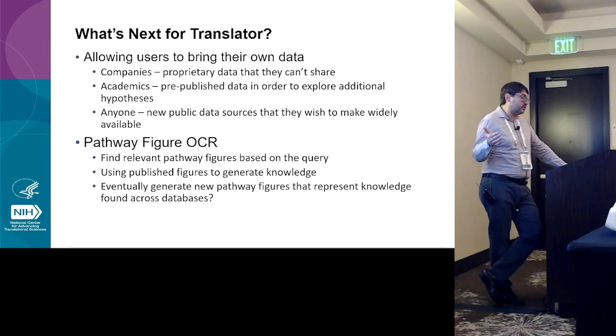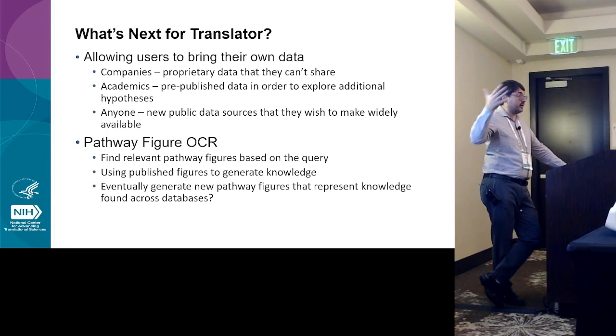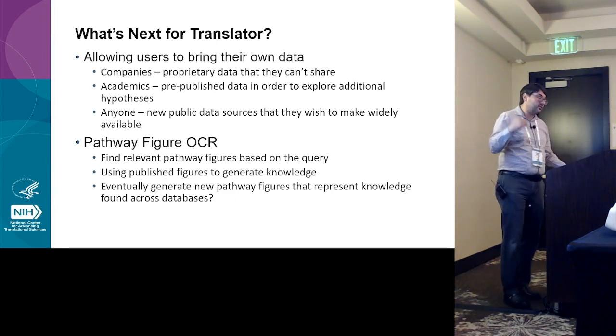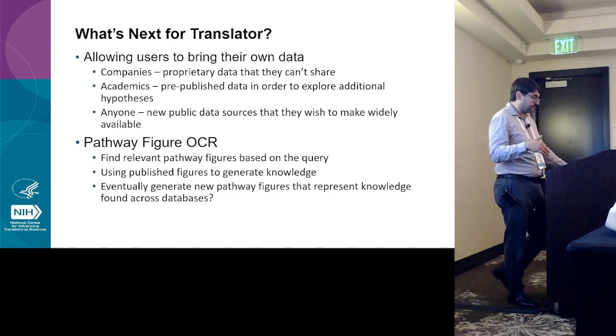Similarly, academic researchers may have data that hasn't been published yet and could lead to important insights. So they could keep that data private until it's published and utilize it in Translator in the meantime. And we'd like to, in general, make it easier for users to pull new public data sources, once they're properly vetted, into Translator to expand our capabilities.